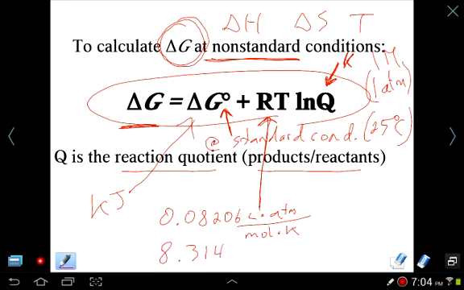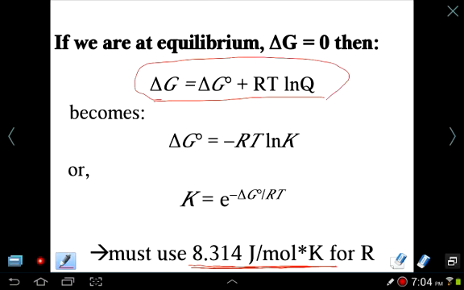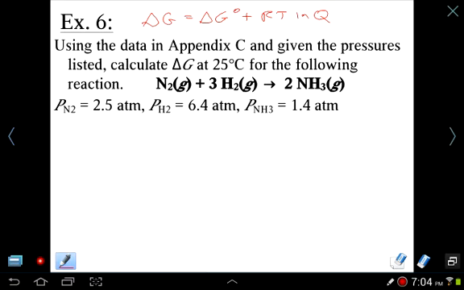I'm going to go down just in a second. Here, actually, it is on the next slide. We're given this value. In both cases, we must use this value, and this is joules per mole Kelvin. We'll go back to this equation in a minute, but this is the equation we're looking at for the previous example. So let's go ahead and calculate delta G under these non-standard conditions.